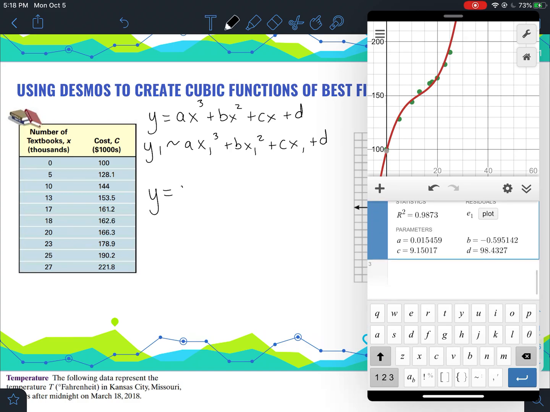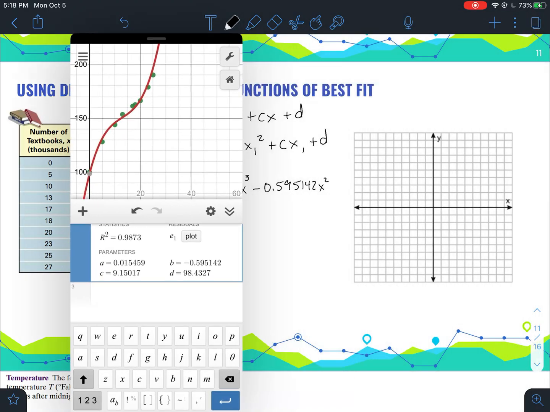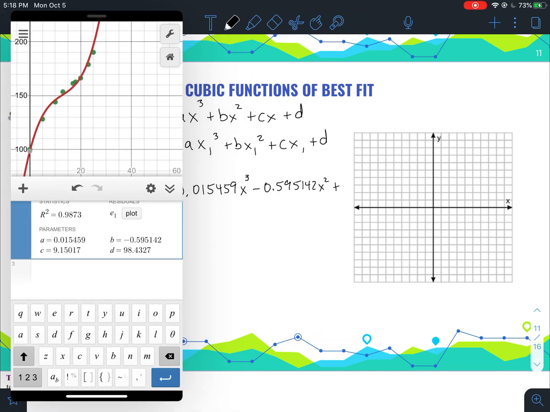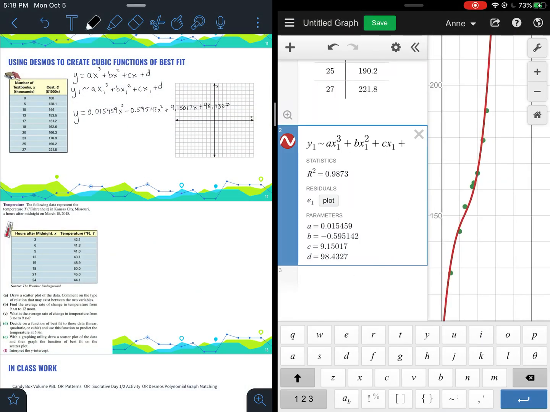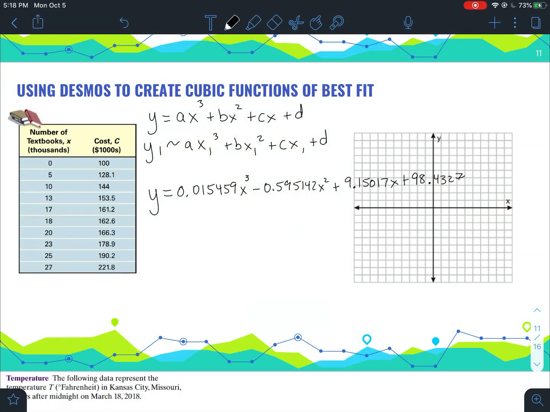So our cubic of best fit is going to be y equals, and then it's going to be 0.015459x cubed, and then minus 0.595142x squared, and then plus 9.15017x, and then plus 98.4327. And that would be our cubic of best fit for that data set.